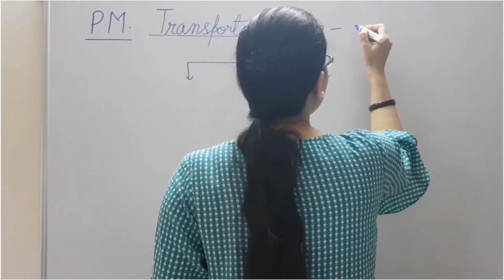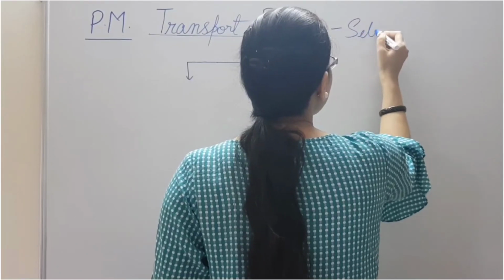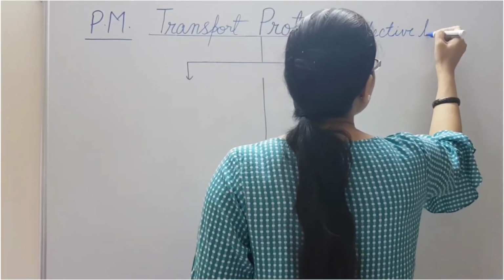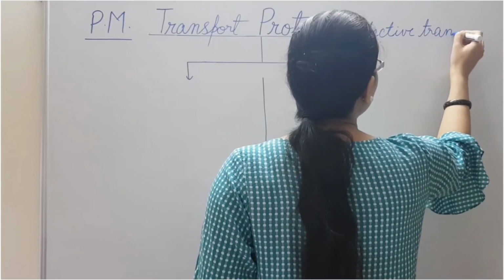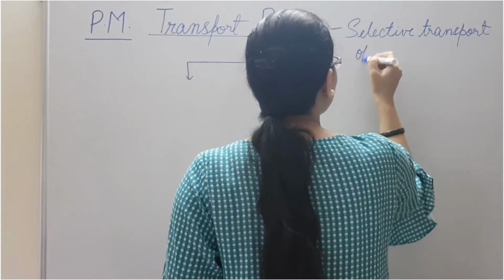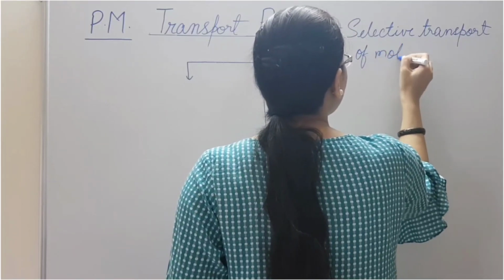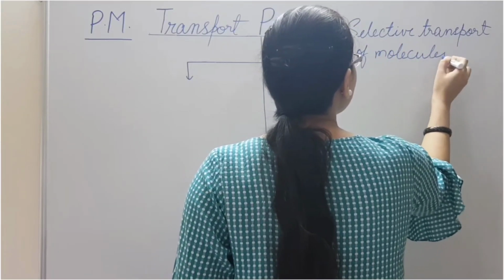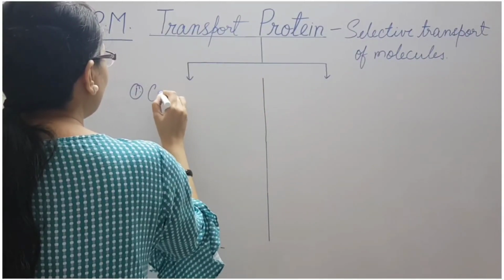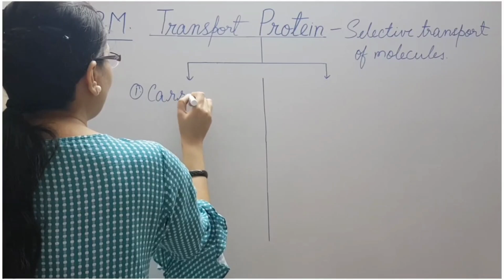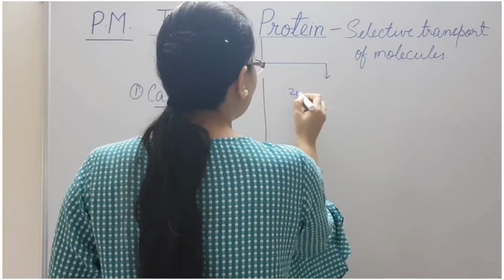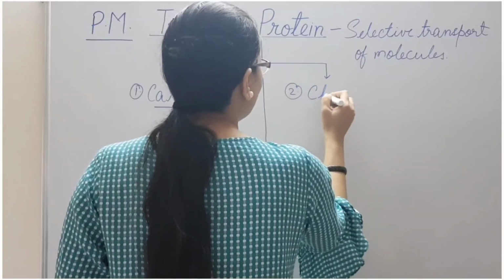These are responsible for selective transport of molecules. There are two types of transport protein. Carrier protein and second is channel protein.